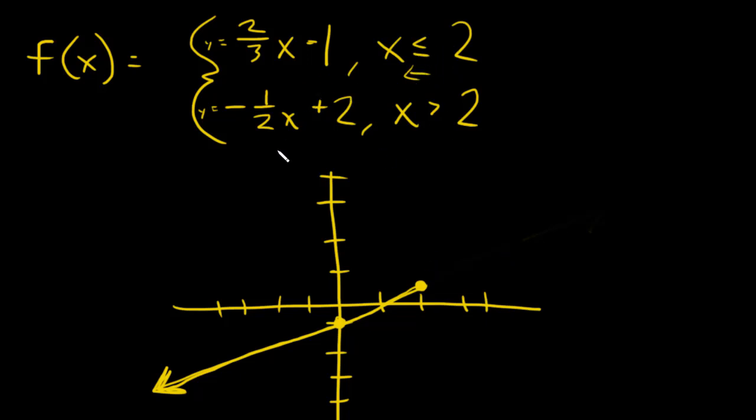Now let's move to the next one. And so for the next one, I have y equals negative 1/2 x plus 2. So where does it hit the y-axis? Well, at plus 2.